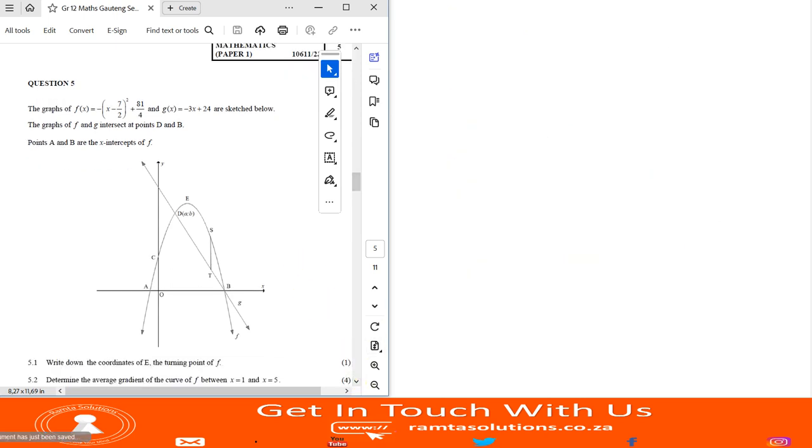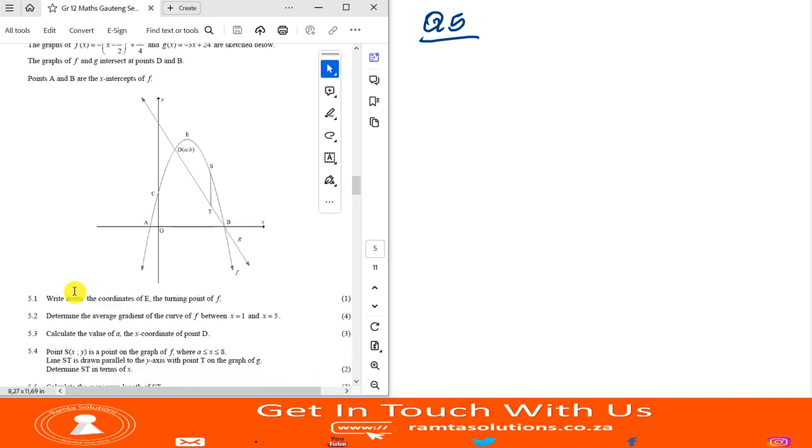So this is question 5. It says the graph of f of x is equal to negative open bracket x minus 7 over 2 close bracket squared plus 81 over 4, and g of x is equal to negative 3x plus 24, as sketched below. The graph of f and g intersects at points D and B. Points A and B are x-intercepts of f. I can see that. I already know what point E is.